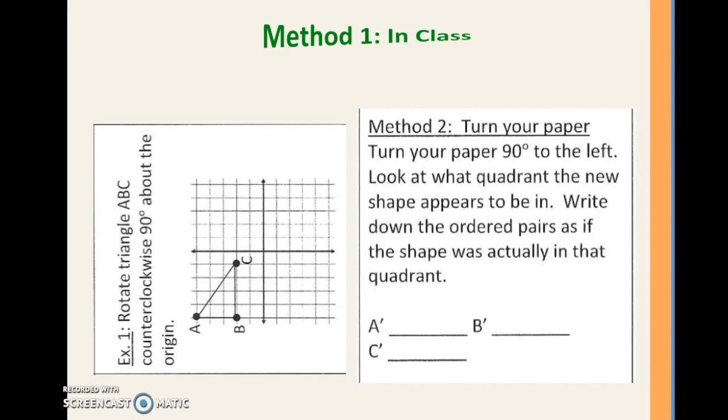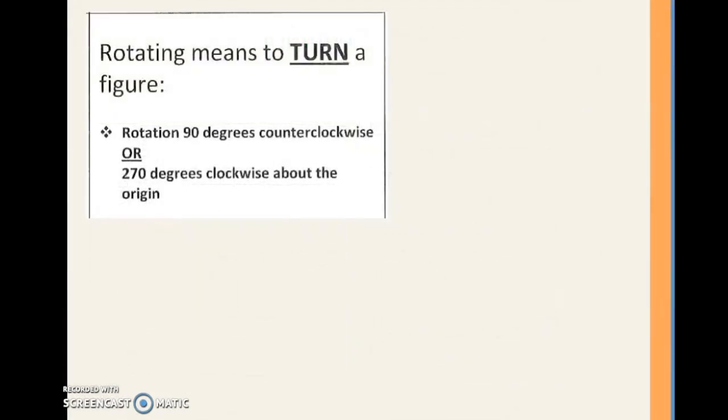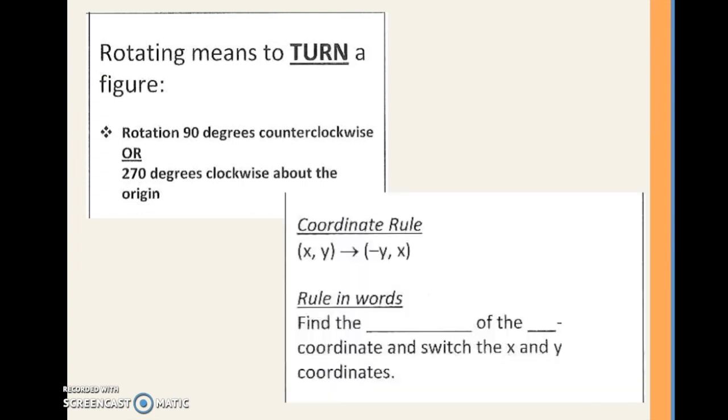So let's look at the ordered pairs. Okay, let's write down the ordered pairs, the coordinates. So A prime would be -5, -5, B prime, -2, -5, and C prime, -2, -1. When we rotate, it really means to turn a figure. So we're going to take a look at a rotation 90 degrees counterclockwise, or sometimes it will be referred to as 270 degrees clockwise. So the coordinate rule says opposite y, x, and if you take a look closely, your x and your y coordinates are switched.